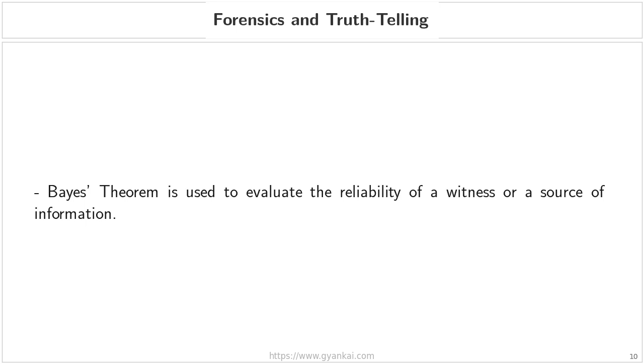information. Essentially, it allows us to take a piece of reported evidence and determine how much we should actually trust it, based on how reliable that source is and how likely the event was to happen in the first place. Let's look at a concrete example of this in the next slide.